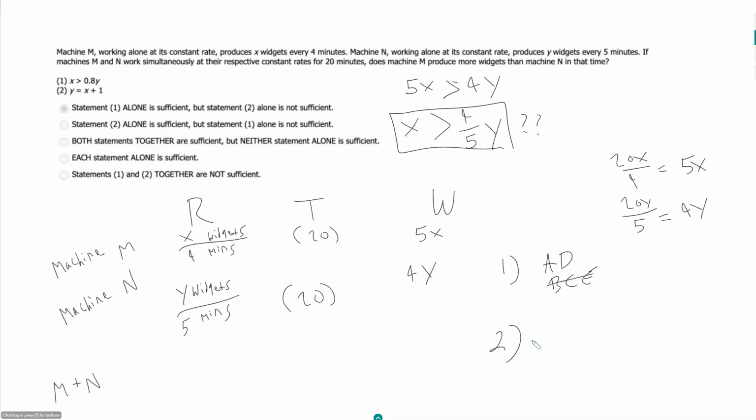y is equal to x plus 1. So does that help at all? I don't think that's going to really tell us anything. So if we want to get everything in terms of x, x is equal to y minus 1, but without any sort of restrictions on what x and y can be.